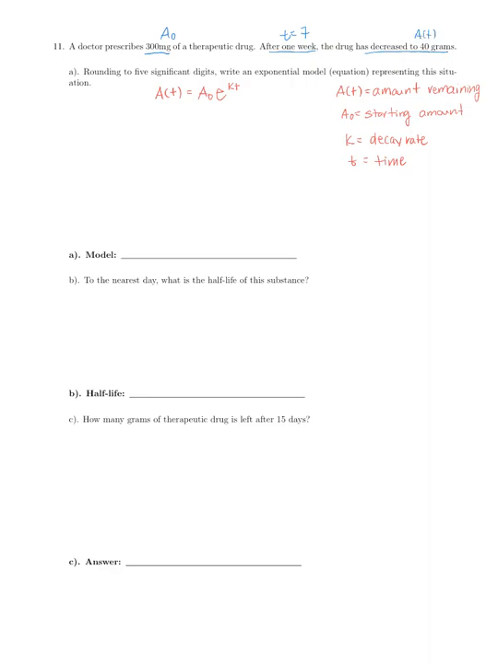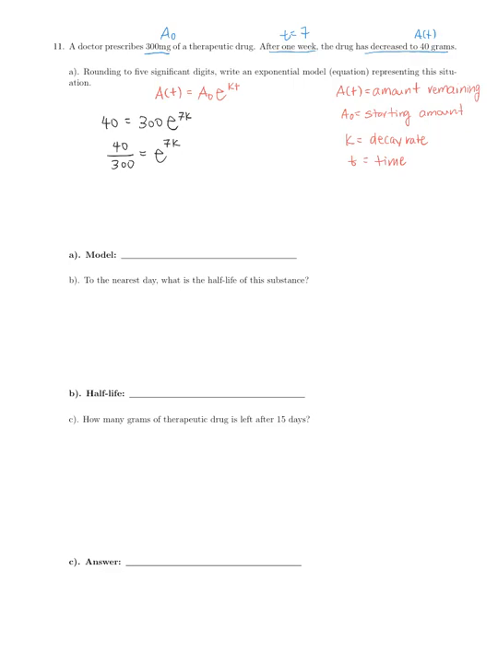So step 1, what you need to do is come up with that decay rate, which is denoted by k. So let's plug all the information in. A of t is 40, and then a sub 0 is 300, and then e to the kt with t being 7, so you're going to have 7k. Now in order to solve for 7k, divide both sides by 300. So here you're going to have 40 divided by 300 equals e to the 7k.